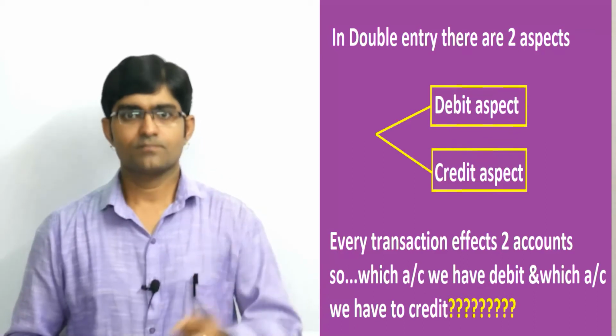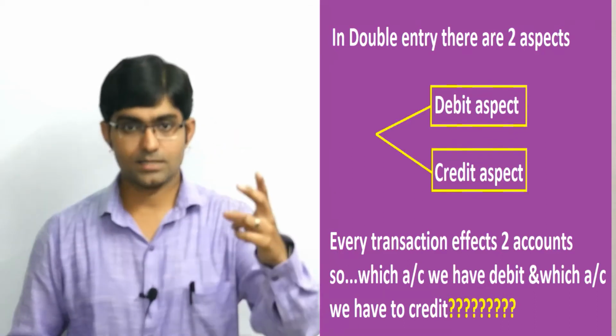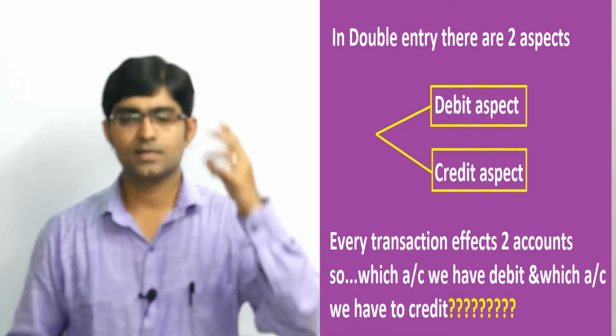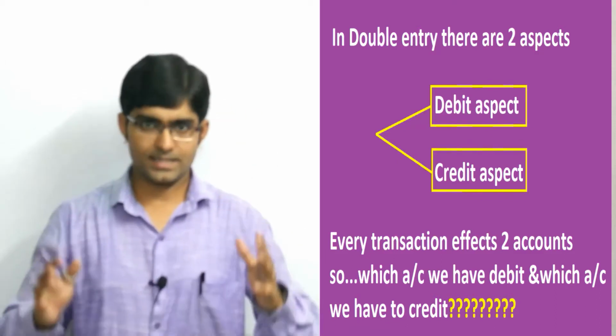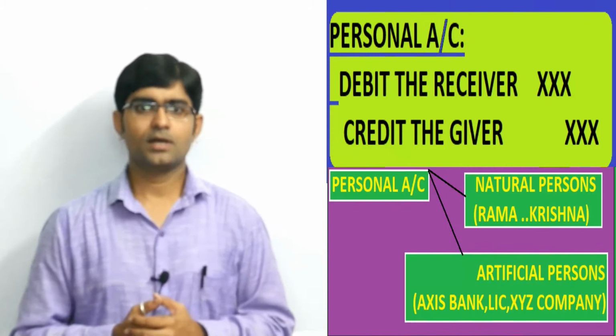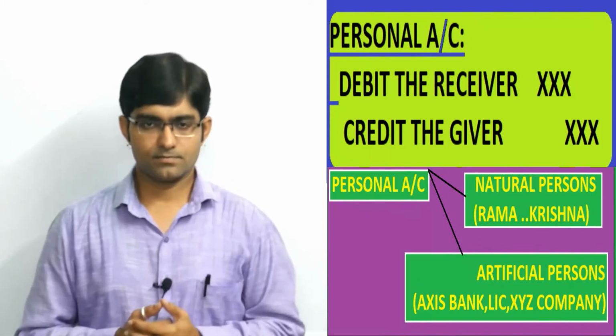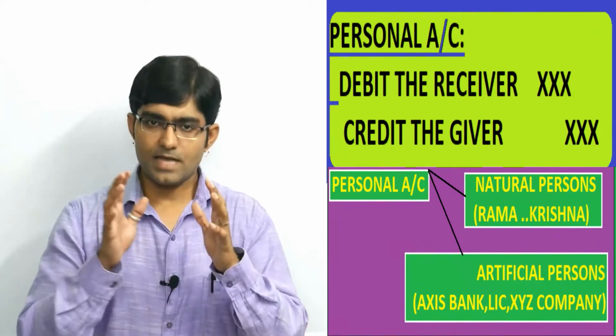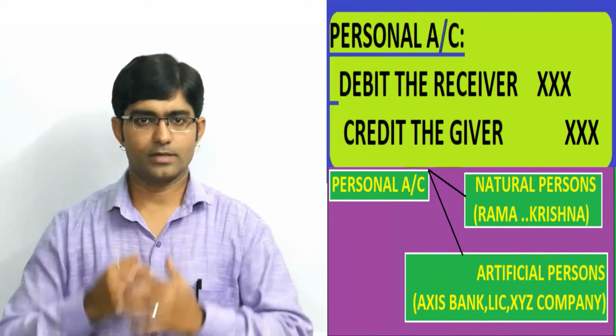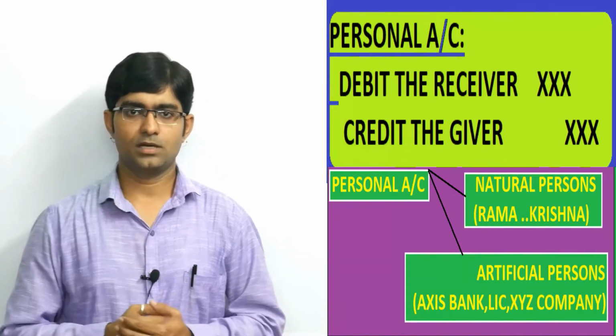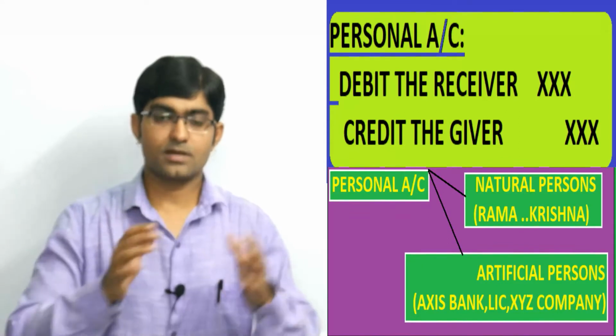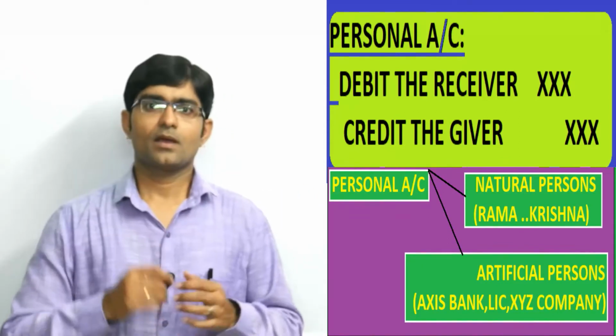First one is personal account, second one is real account, and third one is nominal account. Now let us see what is a personal account. Personal account says debit the receiver, credit the giver. This is the rule.